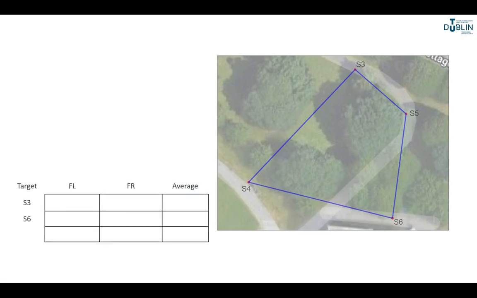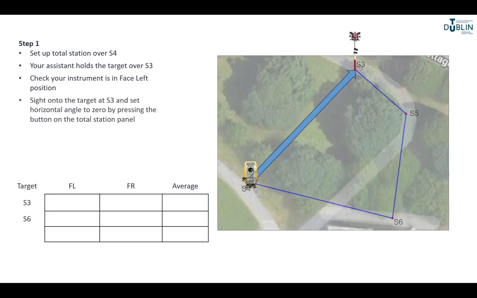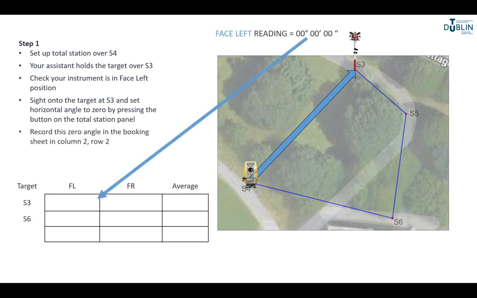So like last time, we're going to be setting up our total station over station 4, and our assistant is going to hold the target over station 3. So we're going to check to make sure the instrument is in face left position, and then we're going to sight the target onto station 3 and set the horizontal angle to 0 by pressing the 0 set button on the total station panel. And we're going to record this 0 angle in the booking sheet in column 2, row 2, as shown here.